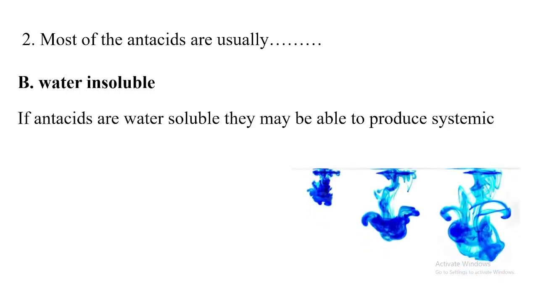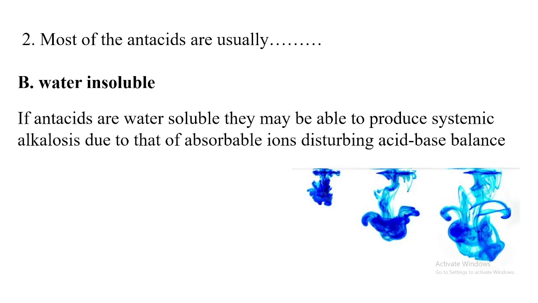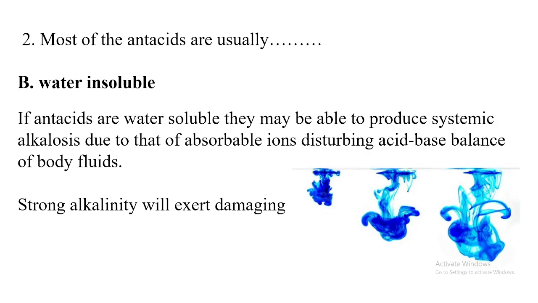If antacids are water soluble, they may produce systemic alkalosis due to absorbable ions disturbing the acid-base balance of body fluids. Strong alkalinity will exert a damaging effect on the mucosal layer. That's why antacids should not be strong alkaline.